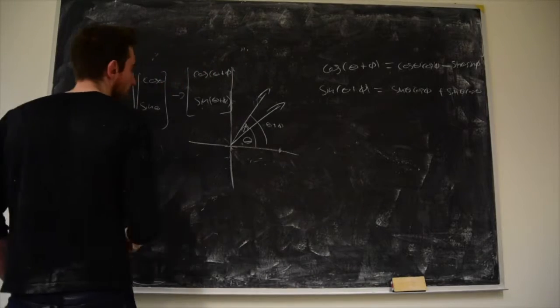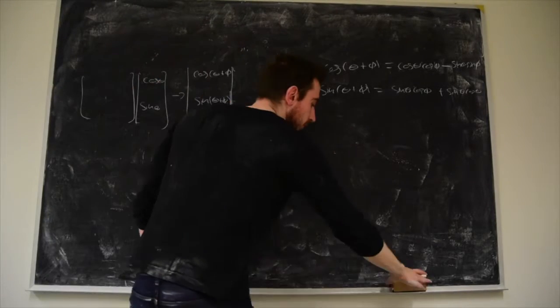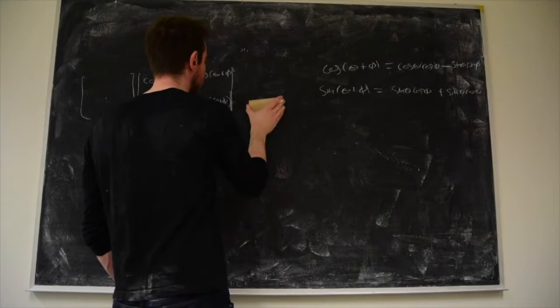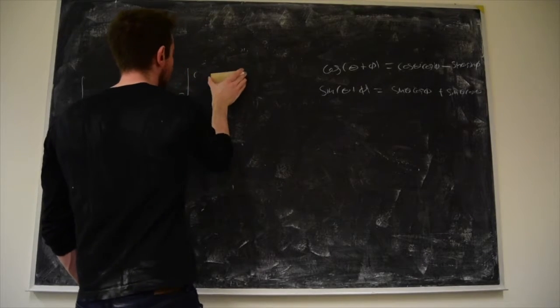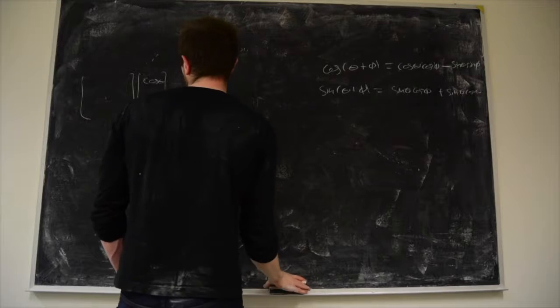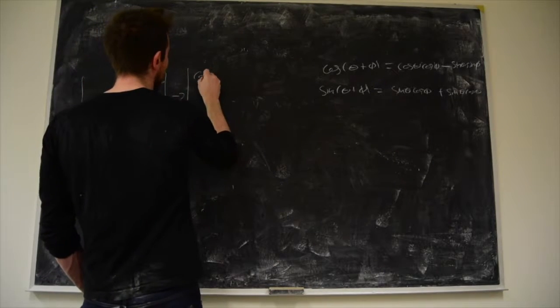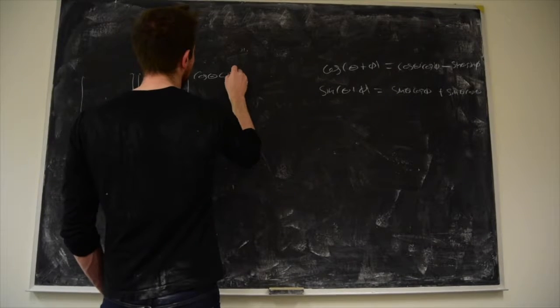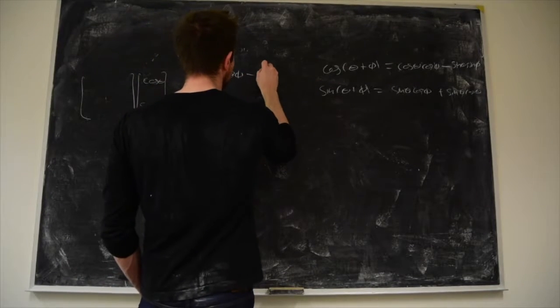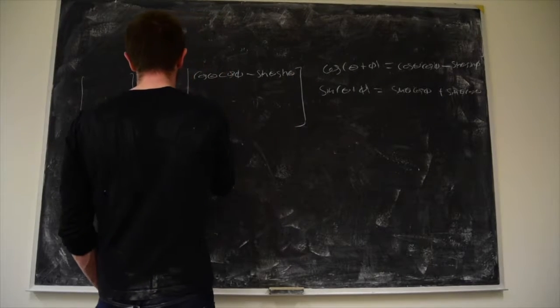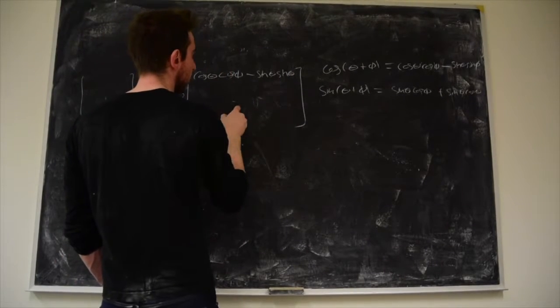And so what I want, now I'll get rid of this to give myself some more space to write, is a matrix that sends (cos theta, sine theta) to (cos theta cos phi minus sine theta sine phi, ...). You didn't do that twice. Sorry? Thank you.